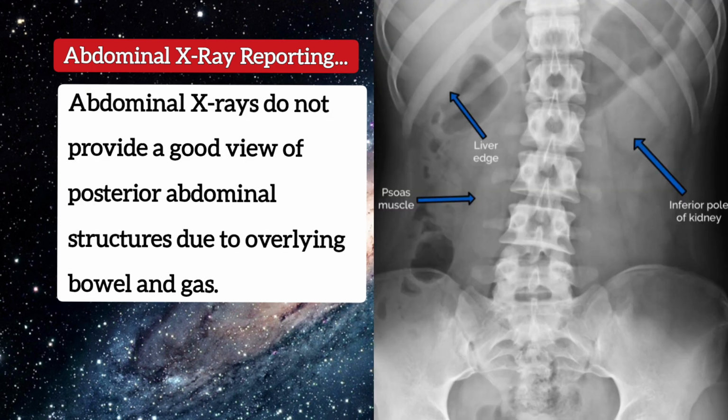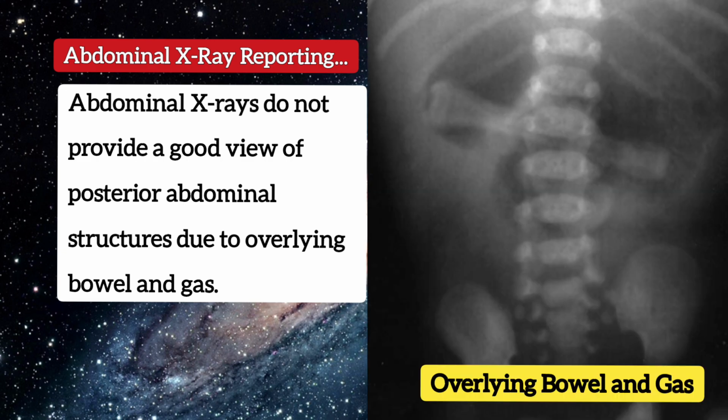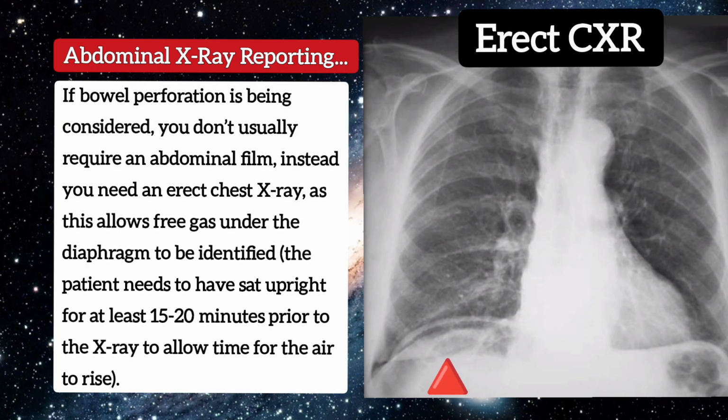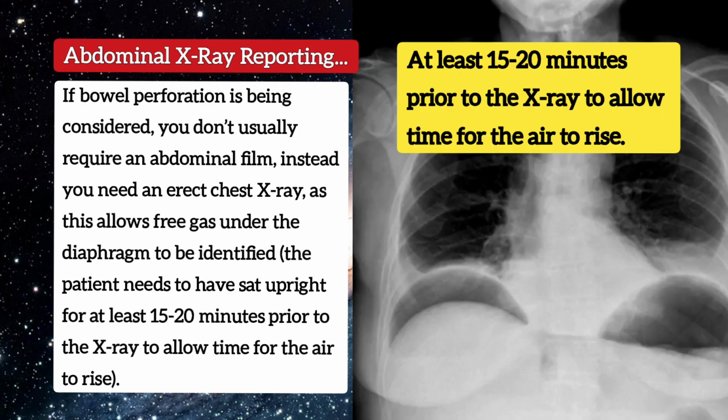Abdominal X-rays do not provide a good view of posterior abdominal structures due to overlying bowel and gas. If bowel perforation is being considered, you don't usually require an abdominal film. Instead, you need an erect chest X-ray, as this allows free gas under the diaphragm to be identified. The patient needs to have sat upright for at least 15 to 20 minutes prior to the X-ray to allow time for the air to rise.